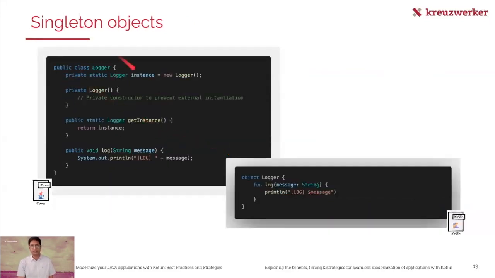Another small example is the singleton object in Kotlin. In Java, there is no direct equivalent to Kotlin's object keyword for defining singleton objects. It requires additional boilerplate code, as you can see here, to achieve the same effect. The key takeaway here is that whatever you can achieve in Java, Kotlin can do it in fewer lines of code.